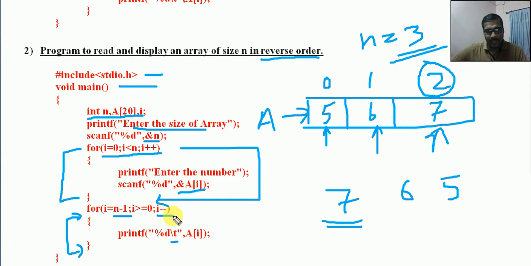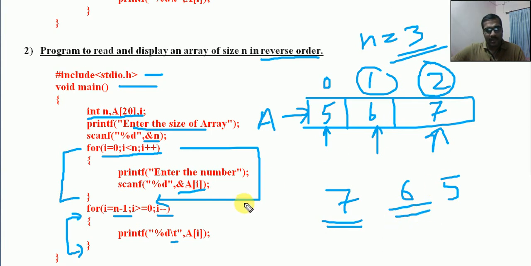Now here, as it is in decreasing order, i minus minus. So what will happen? i was n minus 1, that is 2. 2 minus 1, that is 1. So next iteration i will become 1. i greater than or equal to 0. Yes, 1 is greater than or equal to 0. It is true. It will enter into the loop. It will print a of i. What is the value of i now? 1. It will print a of 1. a of 1 is 6, to be printed here.